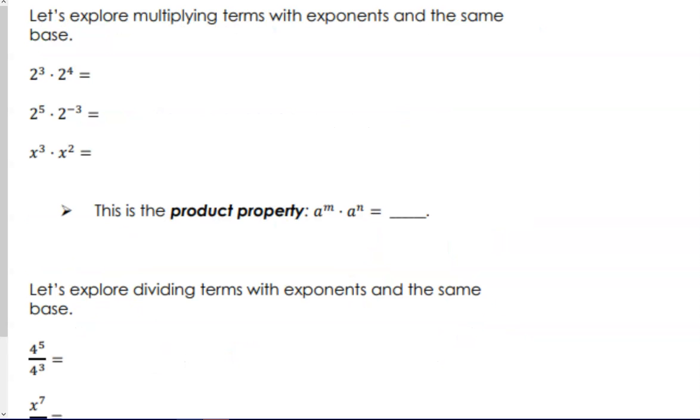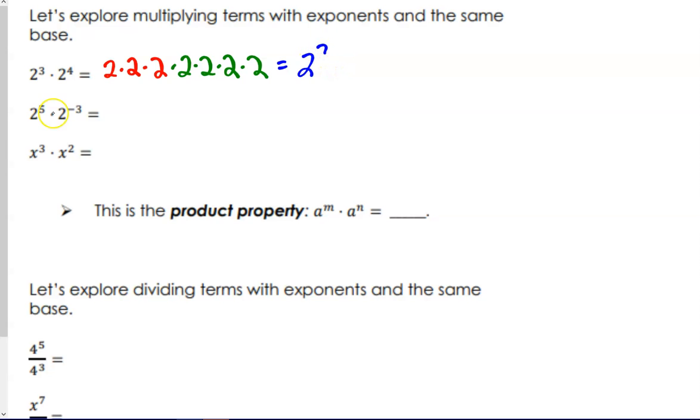All right, our next property is the product property. So there's going to be something I can do if I'm multiplying same bases with different exponents. So let's explore. 2 cubed means I have 2 times itself 3 times. 2 to the 4th means I have 2 times itself 4 times. So in total, I have 7 2's here. So that's 2 to the 7th. So how did 3 and 4 become 7?